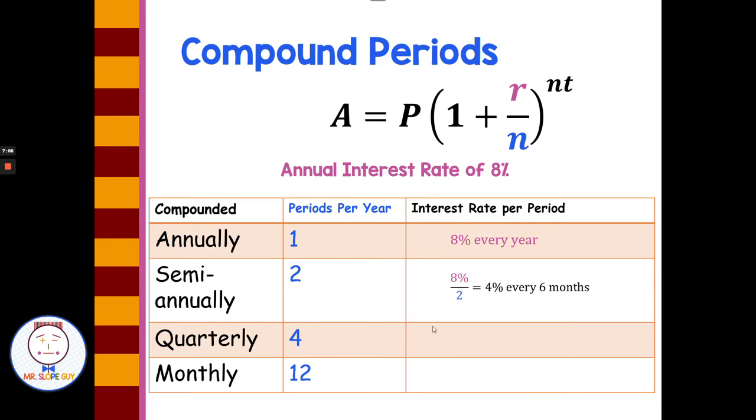Quarterly, even if it's 8% APR, that means they're going to pay 2% every 3 months. So this annual rate would get divided by the number of times it occurs in a year. So monthly, we would take 8% and divide by 12. So this R over N part, to understand what's going on here, it's taking that annual interest rate or annual percentage rate and dividing it by how often it's compounded.